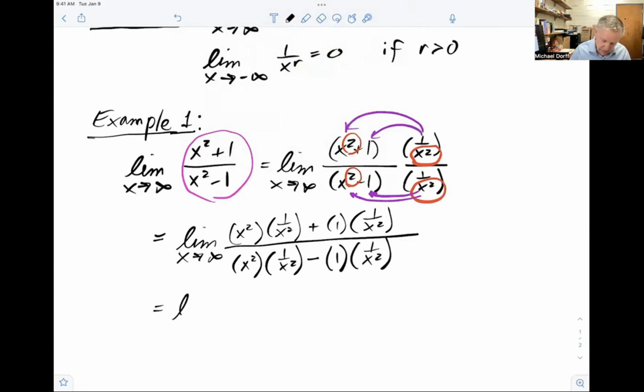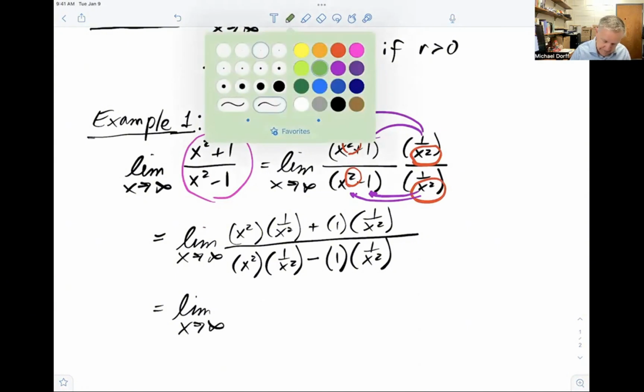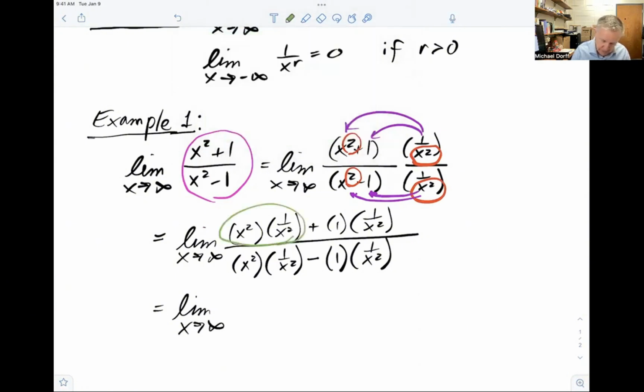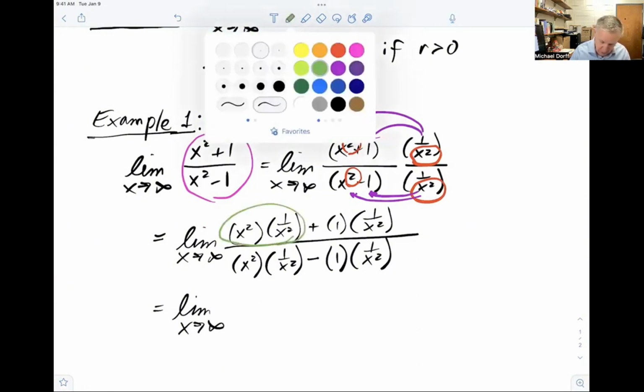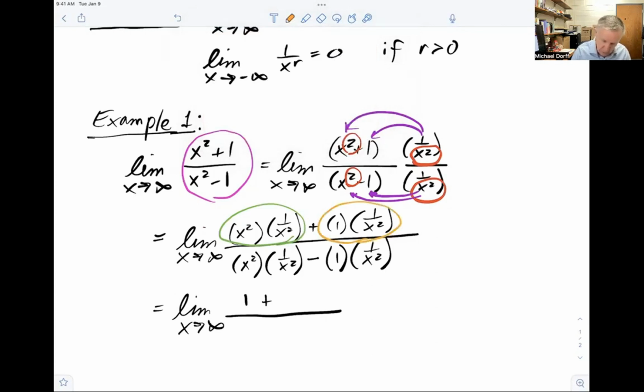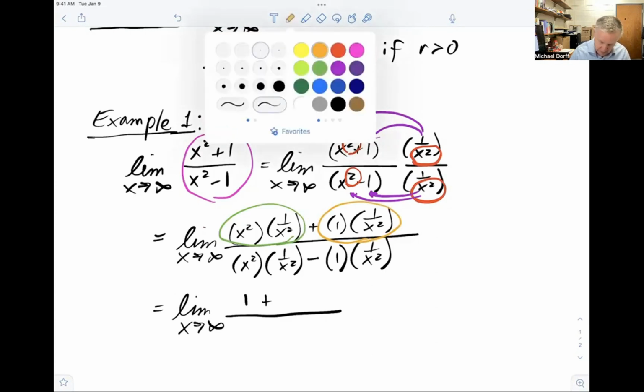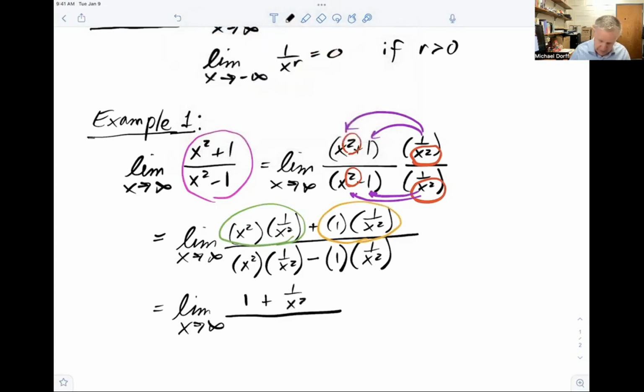And then when I simplify that, this x squared times 1 over x squared is just 1. And on the right side, let me use a different color here, that 1 times 1 over x squared is just 1 over x squared. Likewise, in the denominator, I'll have 1 minus 1 over x squared.